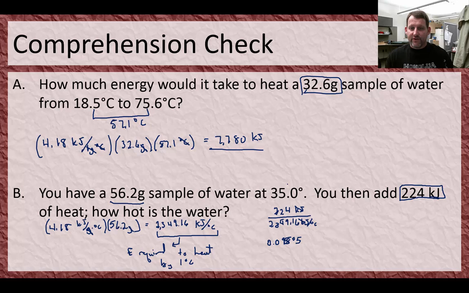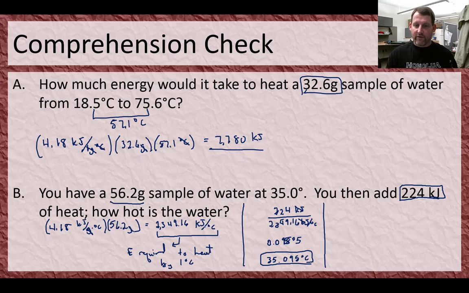Now, when you add that to your 35, of course, you get 35.095 degrees Celsius as your final temperature, barely warmer than the 35. Now, that's one way of doing it. If that dividing makes sense to you, you divide your total by what you need for 1 degree.